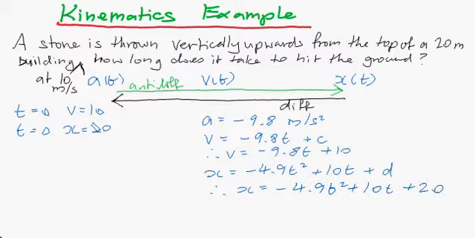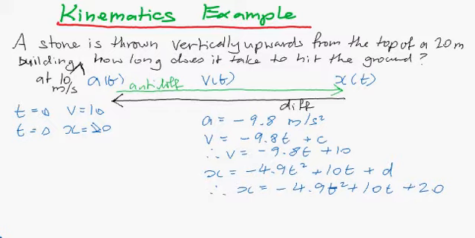Now this is pretty useful to us because this is an equation plotting the position of the stone versus time. So all we need to do is put x equals 0 in here. Remember that we're measuring distances from the ground. So x equals 0 means the stone is on the ground.